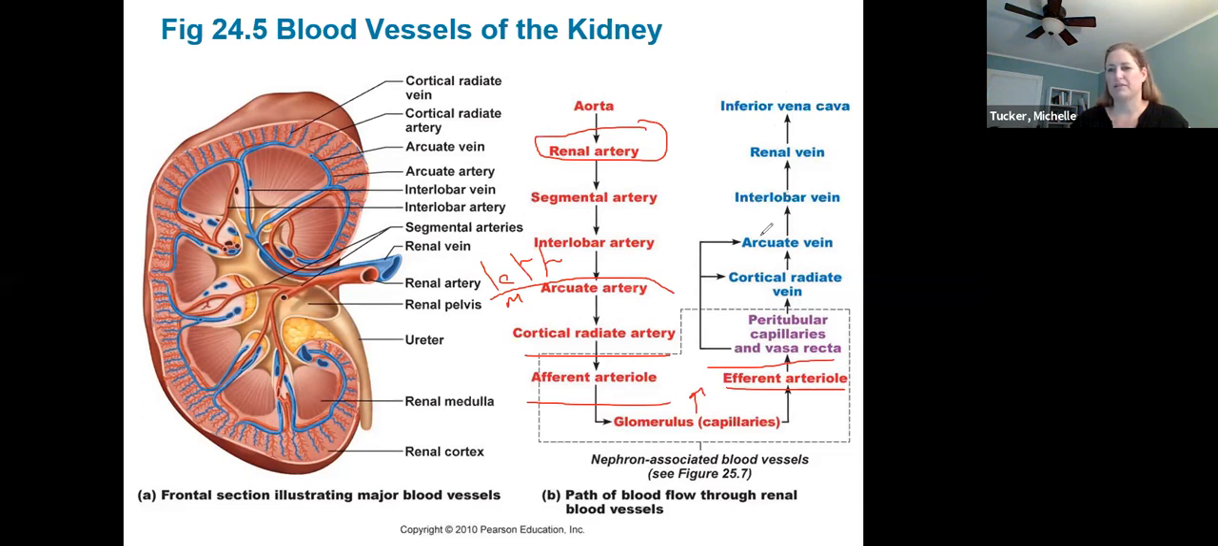And then there are no segmental veins. So the venous structure is a little bit more fluid, but it is good to remember that the renal vein flows into the inferior vena cava.